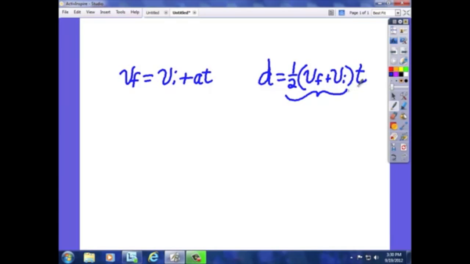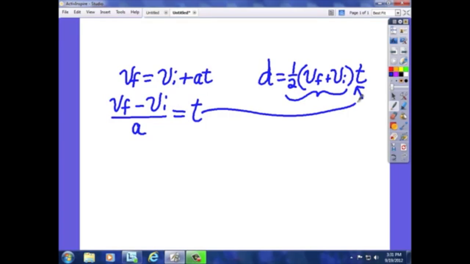And so what we can do here is solve the first motion equation for time. V final, subtracting V initial from both sides and dividing by the acceleration is the other name for the time. What we can do now is substitute that into our second motion equation for time. So that's what I'm going to do. I'm going to start with the second motion equation.